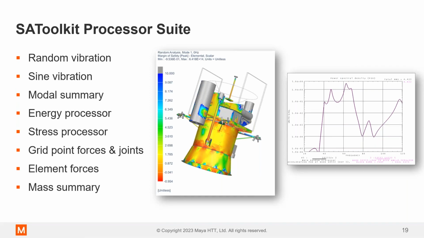Now it includes a whole processor suite. I'm going to talk a lot about random. That's the key thing. That's what really makes this an intriguing piece of software because it does it so fast. But it does sine vibe. It has modal summary and energy processor, stress processor. It can process grid point forces and joints, so you can use that to pull out forces for, say, bolts or welds, element forces, mass summary. But the key is really going to be that random and sine vibe processor.